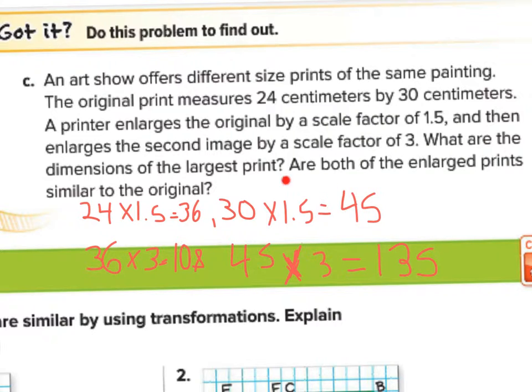So are both the enlarged prints similar to the original? Yes, they are, because we increased each dimension the same way each time. Over here we increased it by 1.5, and then we increased that by 3 in each dimension. So yes, they are similar.